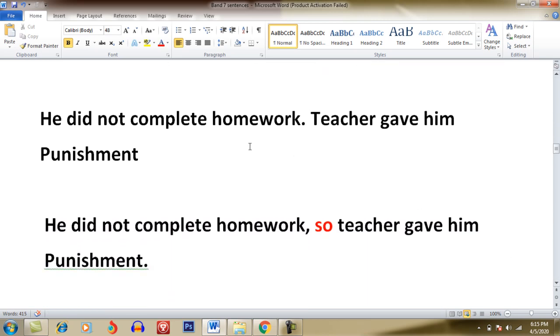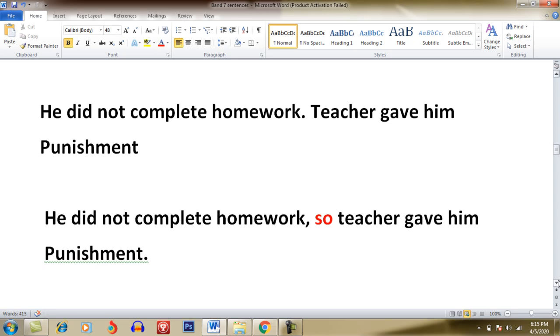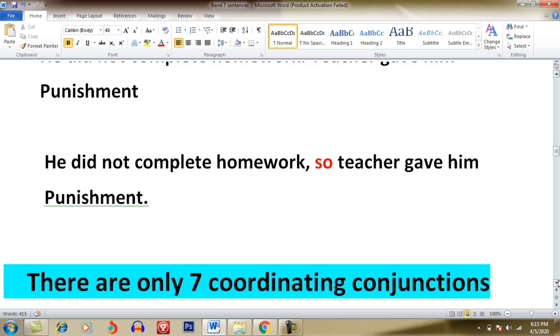he did not complete homework. Teacher gave him punishment. Now if you want to make these two sentences into one, you have to put a conjunction, like: he did not complete homework, so teacher gave him punishment. Now this sentence becomes a compound sentence. So a compound sentence is the combination of two simple sentences, and these two simple sentences must be connected with the help of a coordinating conjunction.